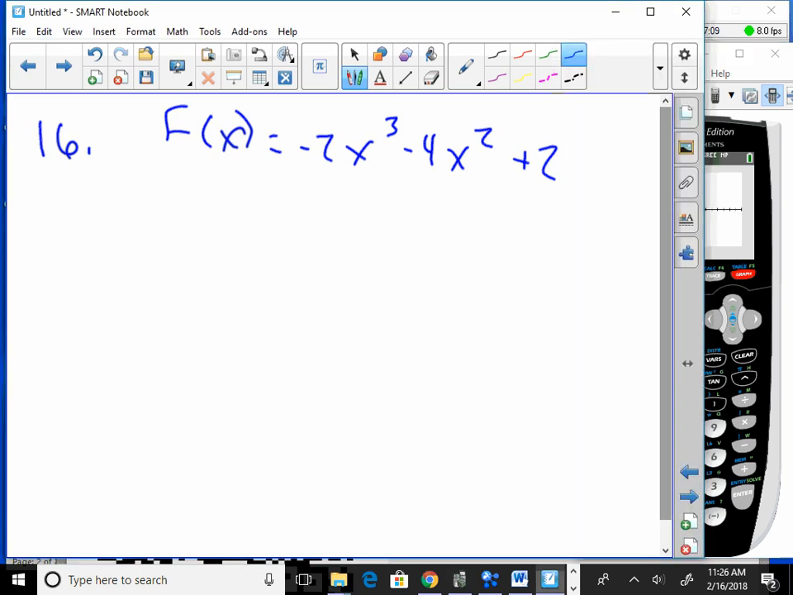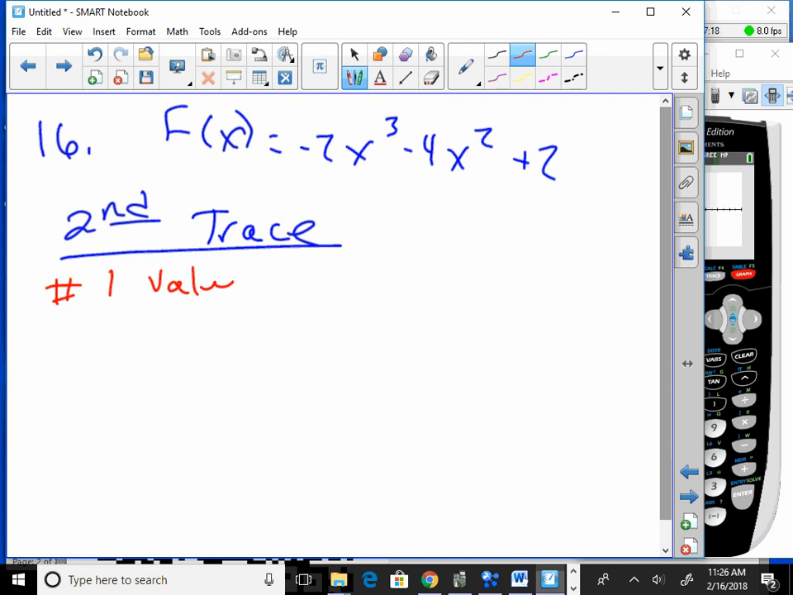So with the second trace, option number 1, which will say value, that one will let me know what my y-intercept is. So when you do that one, the calculator will say x equals, and you just type in a 0 and you hit enter. And then when I do number 2, that one says zeros. What was another word for zeros?